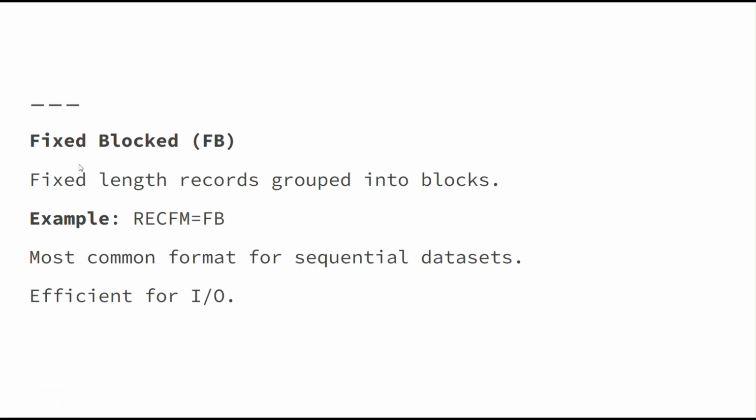Second type is fixed block, which is denoted as FB. Fixed length records are grouped into blocks. While using JCL, we use RECFM equals FB. It is the most common format for sequential datasets. It will be very effective for input-output datasets also.